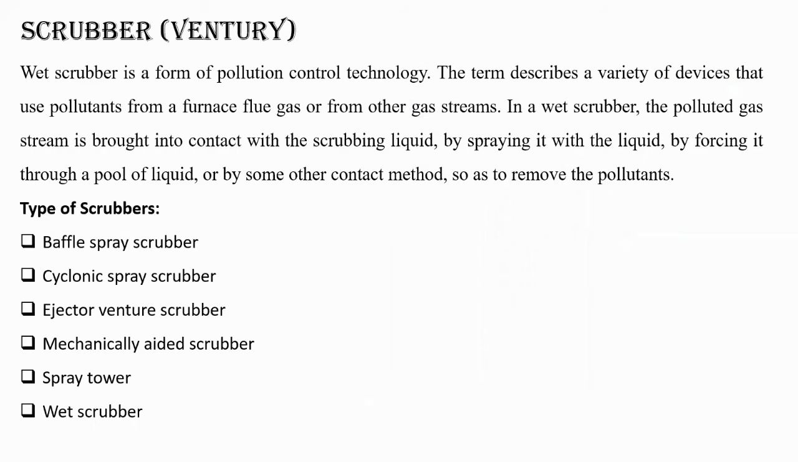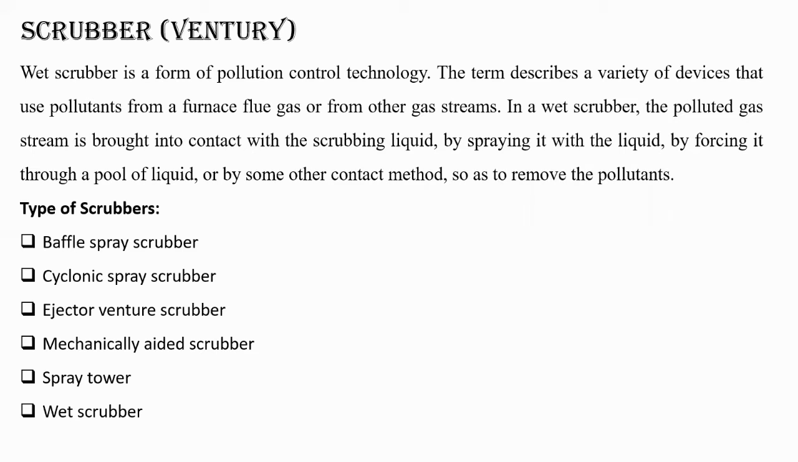We are having the scrubber. Now wet scrubber is a form of pollution control technology, where the term describes a variety of devices that remove pollutants from a furnace or flue gas or from other gas streams.